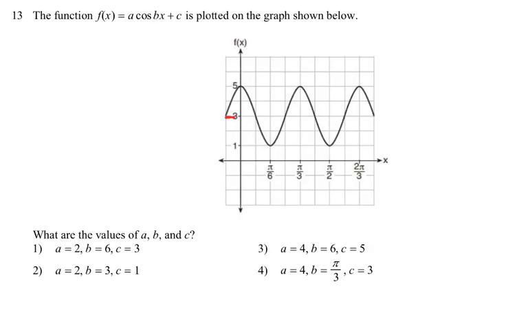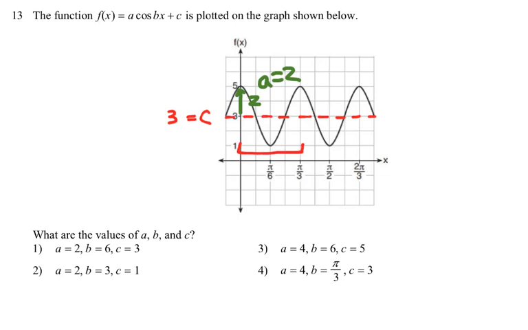Now here in this case we have to figure out the values of A, B, and C from this graph. So first, when you look at this one, we realize that the midline will be equal to C. So the C value would have been equal to 3. Now, from the midline, I'm going up by 2 units or down by 2 units. So that tells me that A is equal to 2.